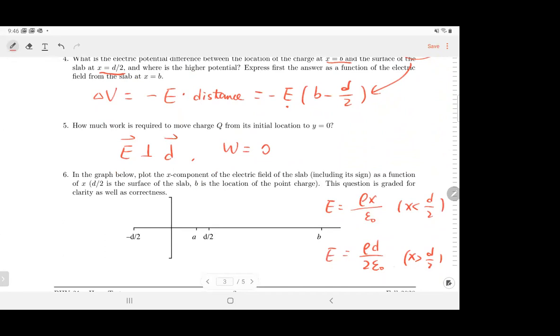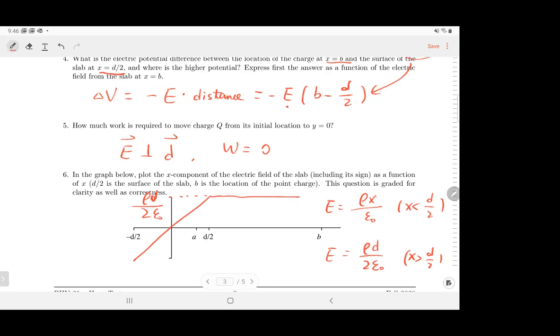Okay, so inside our slab, the curve is a line here. This is a line, and the maximum value will be rho d over 2 epsilon. After we are out of the slab, it's a constant. This is a constant. Okay. Do we have other questions?